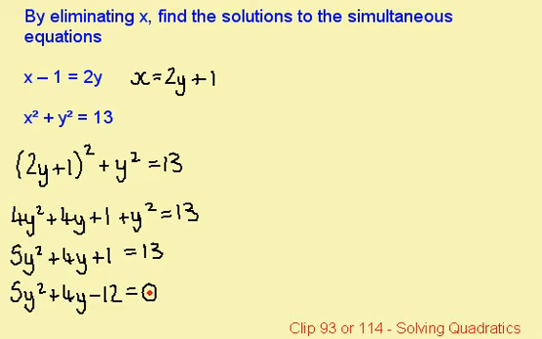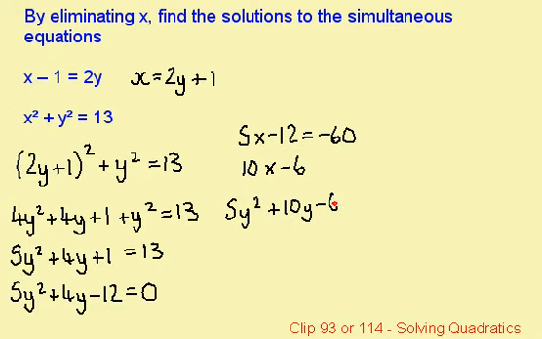There are numerous ways you can do this. I'm going to do it by factorisation. To factorise, the first thing I need to do is multiply this number here by this number here. 5 times minus 12. This gives me minus 60. I'm now looking for two numbers that multiply together to give me minus 60 and add to give me 4. Straight away, I can see that this would be 10 times minus 6. So I'm going to rewrite the plus 4y as 10y minus 6y.